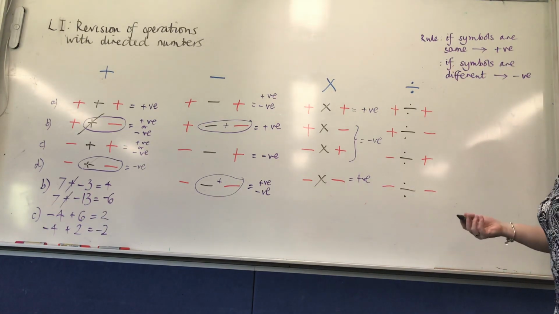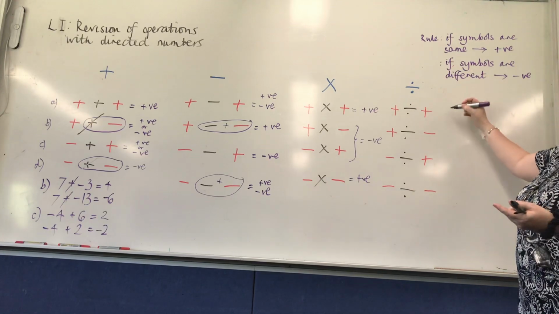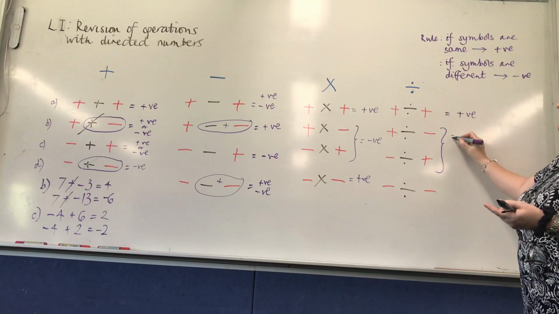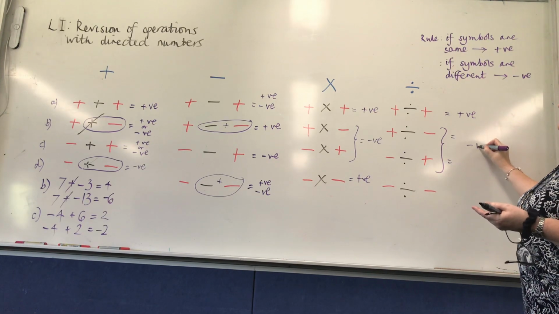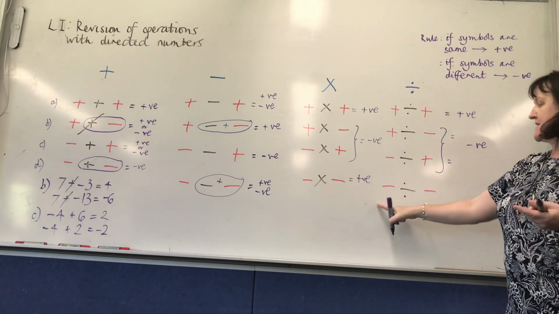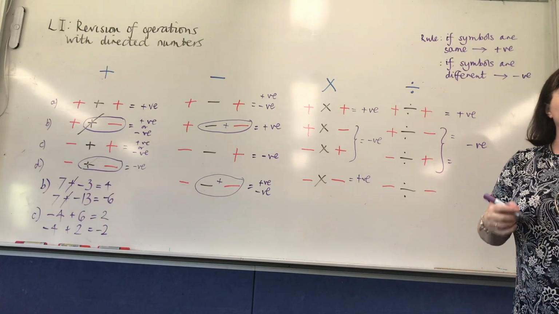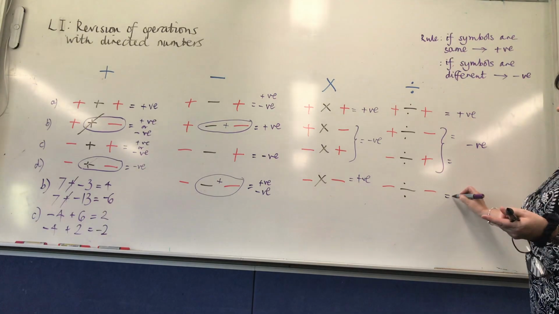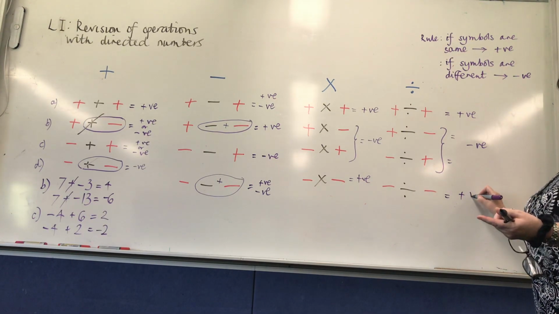And the same goes for division. So, symbols are the same, your answer's going to be positive. These two, your symbols are different, so your answers are going to be negative. These symbols are the same, so negative 40 divided by negative 10 is positive 4. Okay? So your answer's positive.